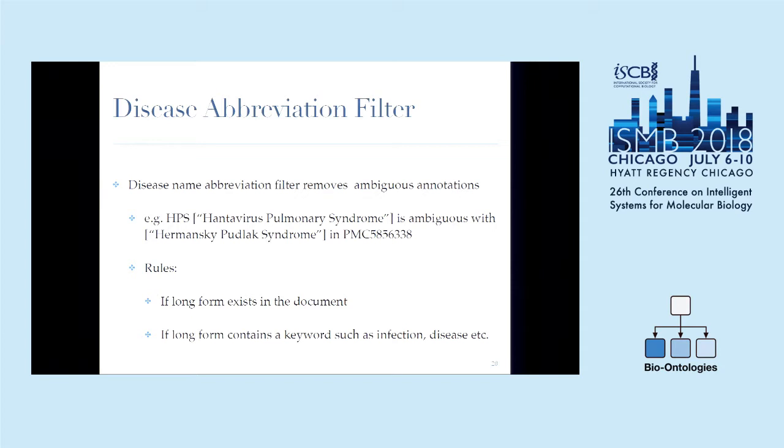This is one rule. And the second rule: if the long form doesn't exist in the text, it checks in the ontology whether the identified long form has some specific keywords like disease, syndrome, infection, something like that. We can apply similar rules for the pathogen names. So for example, for the long form, we can check whether it includes virus or bacteria, something like that.